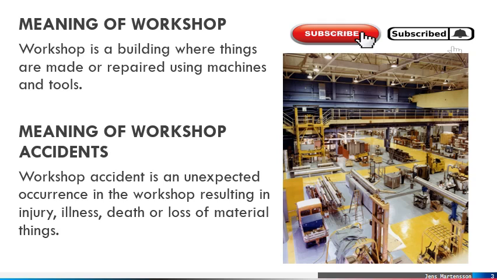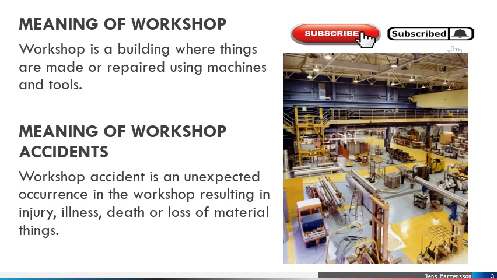Meaning of workshop accident. Workshop accident is an unexpected occurrence in the workshop resulting in injury, illness, death, or loss of materials. Workshop accident, most times it is unexpected. It's an unexpected occurrence. You don't predict it. It just happens knowingly or unknowingly in the workshop. Because it happened in the workshop, we call it workshop accident. And most times it results in injury, illness, death, or loss of materials and properties.